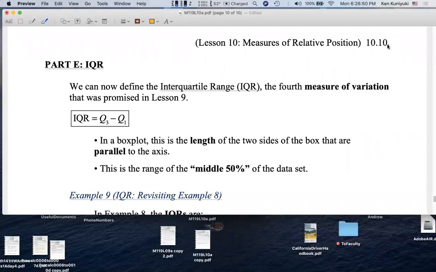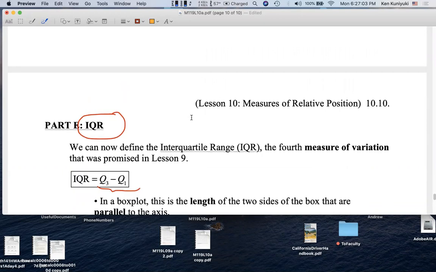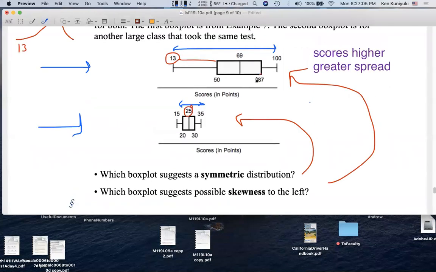Hi, everyone. For measures of spread, we've had range, standard deviation, variance. Now we have the IQR, the interquartile range, which is Q sub 3 minus Q sub 1. It's the third quartile minus the first quartile. And this here represents the middle 50% of the data.